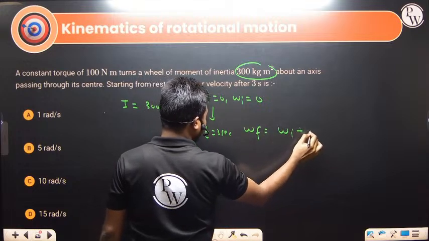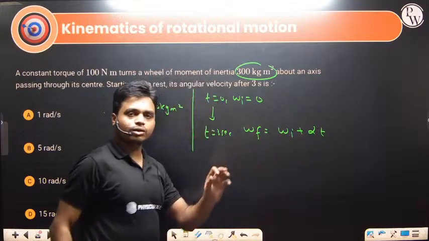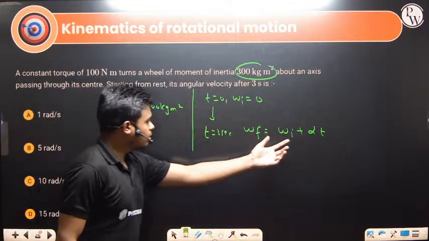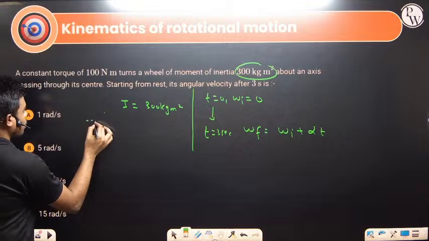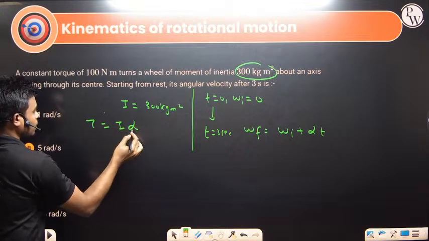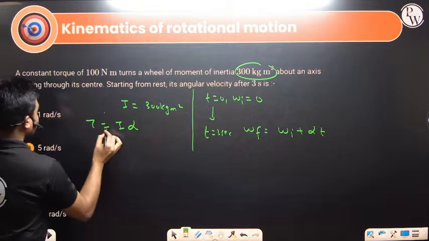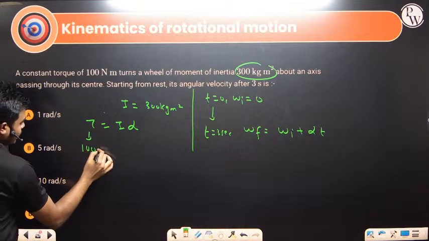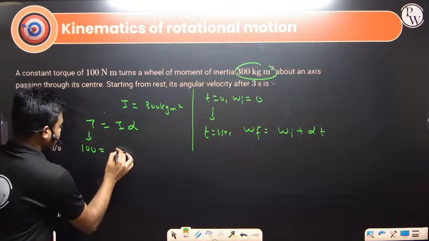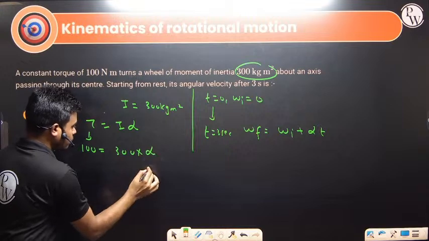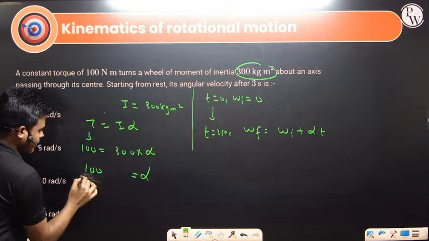Omega final equals omega initial plus alpha into t. But from where do we calculate alpha? From torque: tau equals I into alpha. Calculate alpha from here and substitute there. How much torque is acting? 100 equals I, that is 300, into alpha. So alpha is 100 by 300.